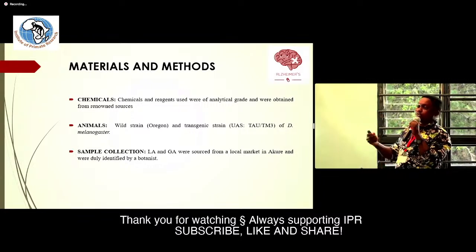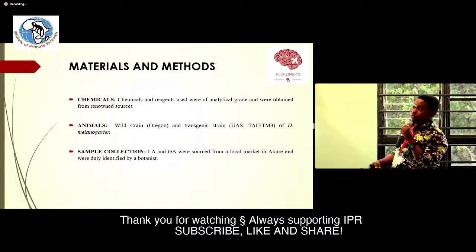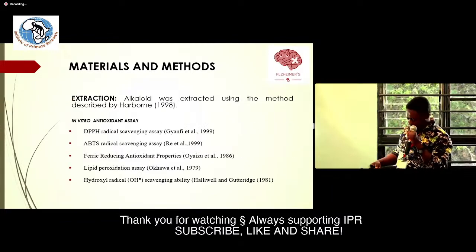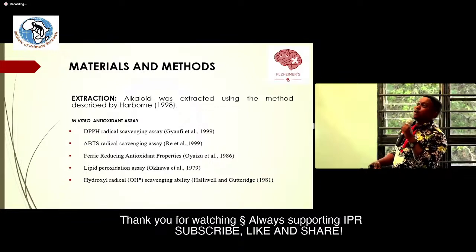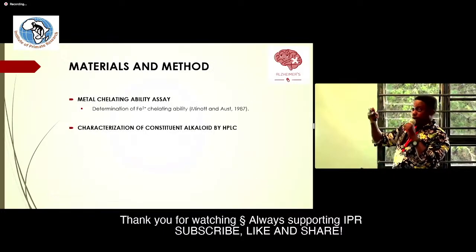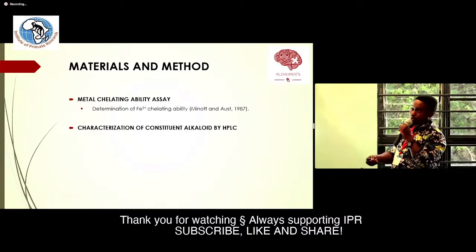For the sample collection, we got our vegetables from a local market in Nigeria, and they were duly identified by a botanist. We followed the method described by Harborne to extract the alkaloid from the vegetables. And we carried out the following in vitro antioxidant assays: DPPH radical scavenging ability, ABTS radical scavenging ability, ferric reducing antioxidant power, lipid peroxidation assay, and hydroxyl radical scavenging ability. We also carried out metal chelating ability, and we carried out characterization of the constituent alkaloids, where we made use of high performance liquid chromatography.